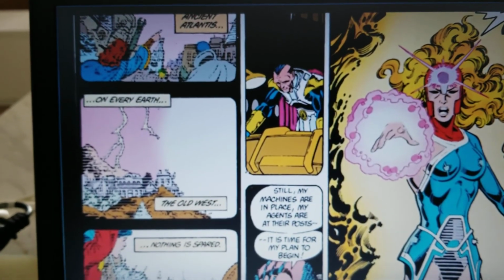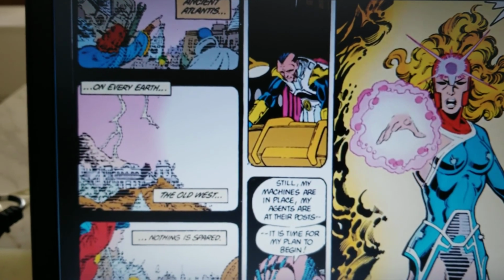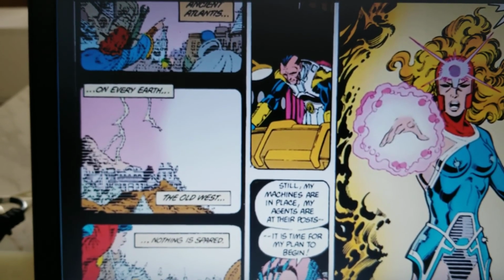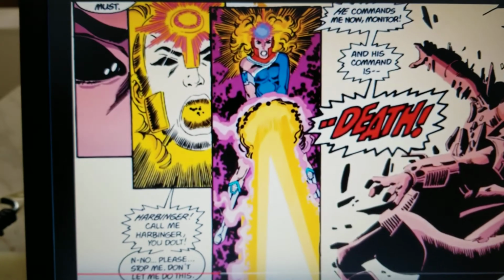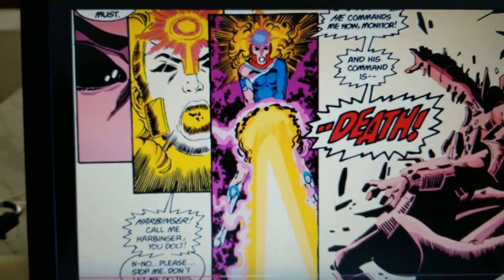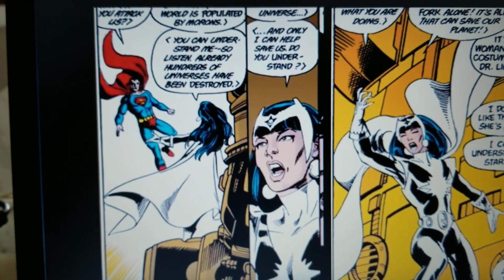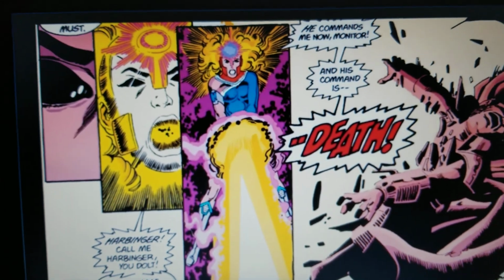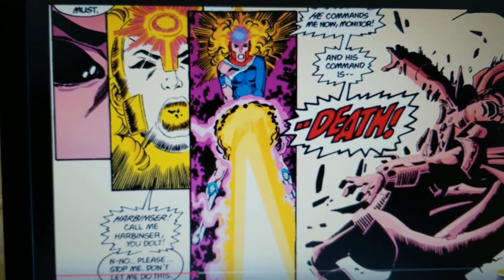So Harbinger, as mentioned, was merged with one of the bad Shadow Warriors. I guess the bad part of her took over, and she basically killed the Monitor. After she killed him, she then realized the folly of her ways.